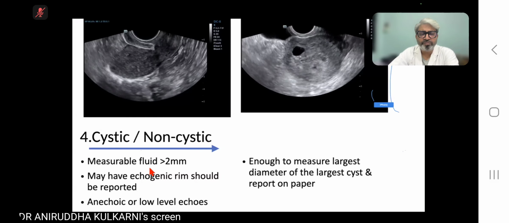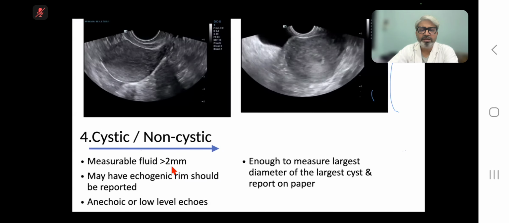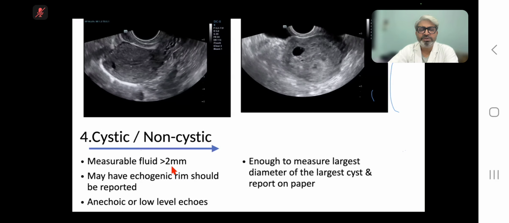So measurable fluid more than 2 millimeters needs to be stated.